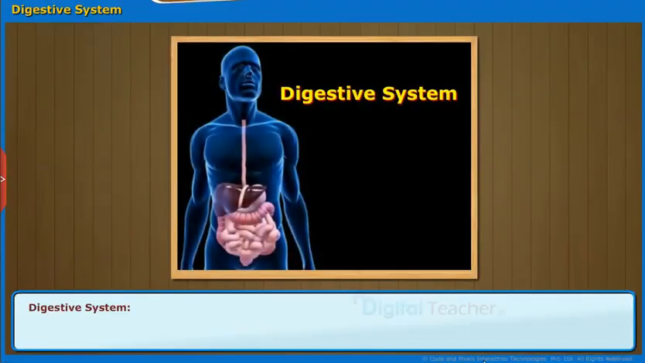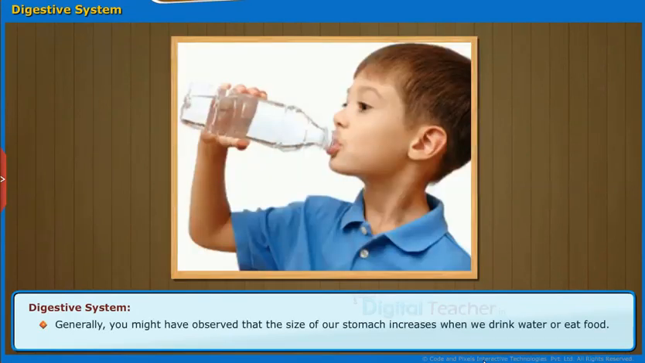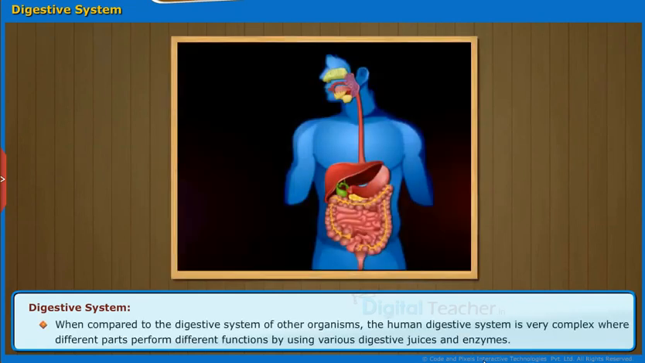Now, let us study about the digestive system. Generally, you might have observed that the size of our stomach increases when we drink water or eat food. When compared to the digestive system of other organisms, the human digestive system is very complex, where different parts perform different functions by using various digestive juices and enzymes.